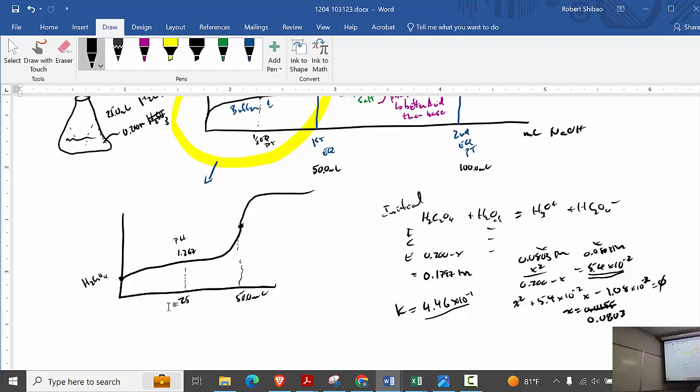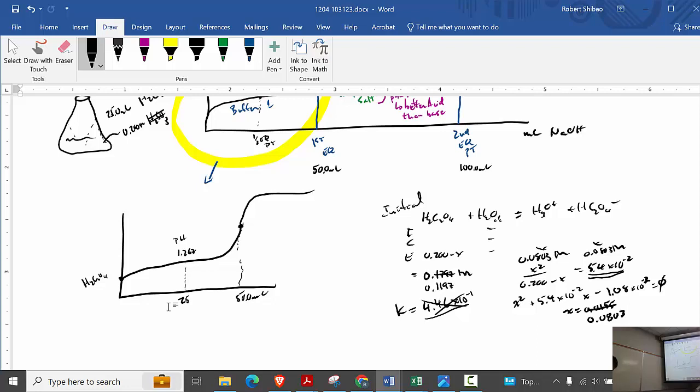So let me redo my calculations here. So 0.2 minus 0.0803. Oh, I see my mistake. I put 1797. It's not 1797, it's 1197. Let me try that and see if that fixes this.